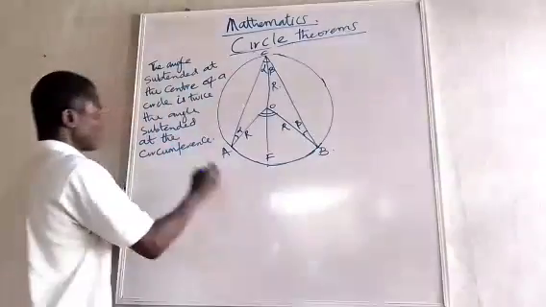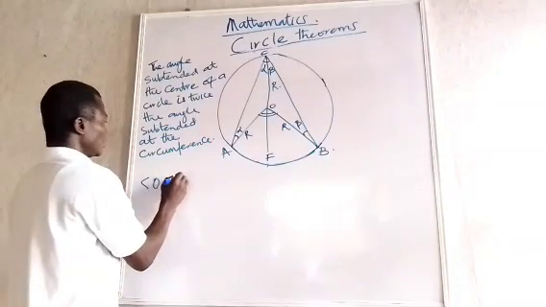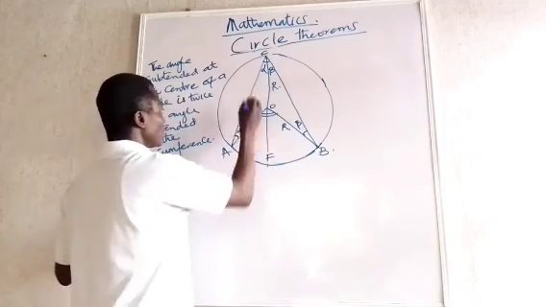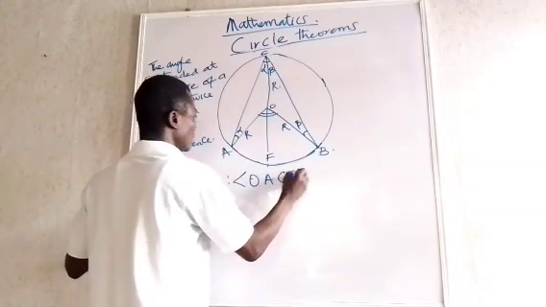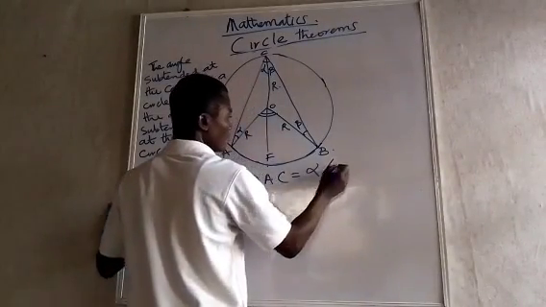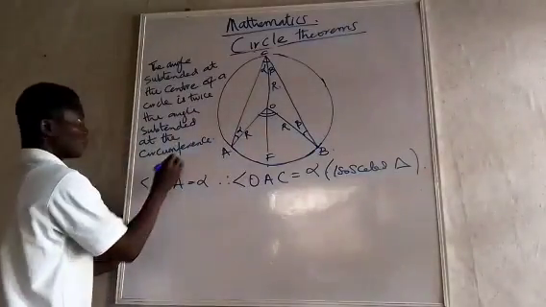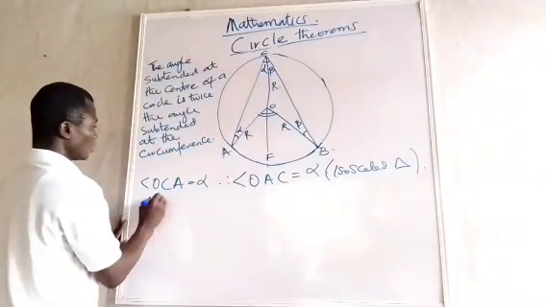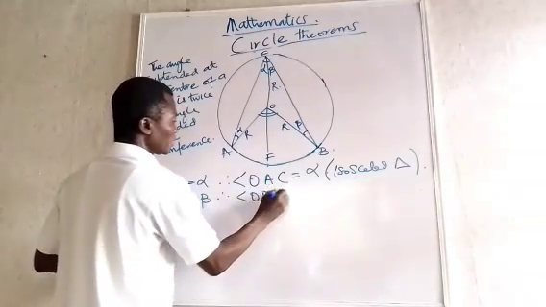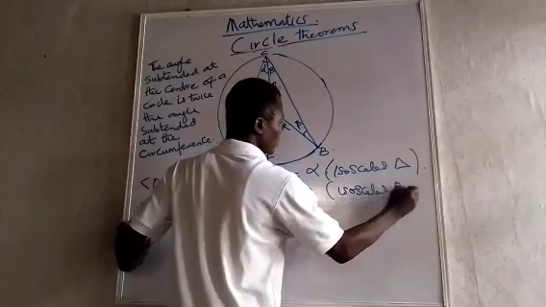Let me quickly put that into writing. Angle OCA is equal to alpha. Therefore, angle OAC is also equal to alpha. Isosceles triangle. Same way, angle OCB is equal to beta. Therefore, angle OBC is also equal to beta. Same condition, isosceles triangle. That's for you.